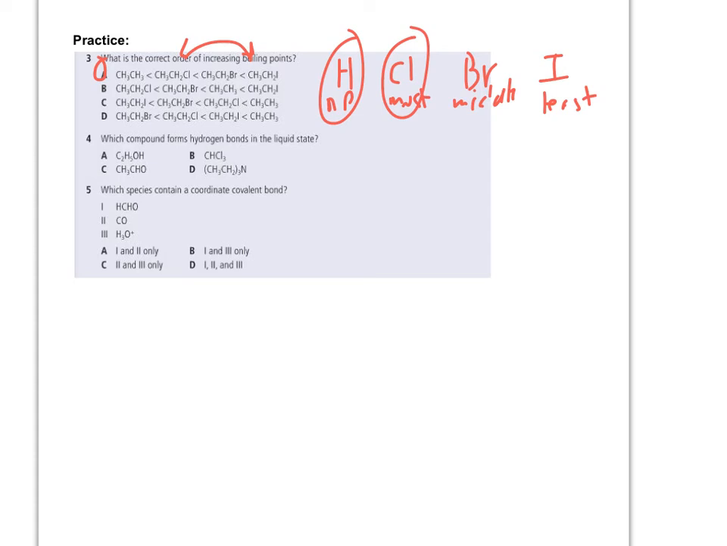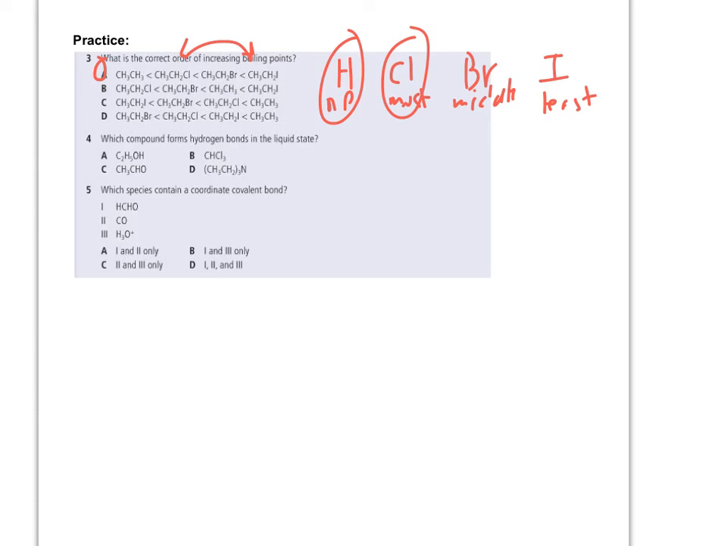And then 4, which compound forms hydrogen bonds in the liquid state? So hydrogen bonds form between oxygen and hydrogen. They're the fun atoms. So oxygen and hydrogen, or hydrogen and nitrogen, or hydrogen and fluorine. Any of those should be able to form a hydrogen bond, depending upon how the structure is set up. You have to be careful and make sure the hydrogen and nitrogen are actually bonded together, not just in the same compound.